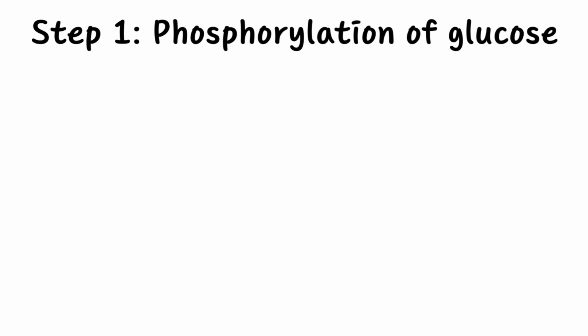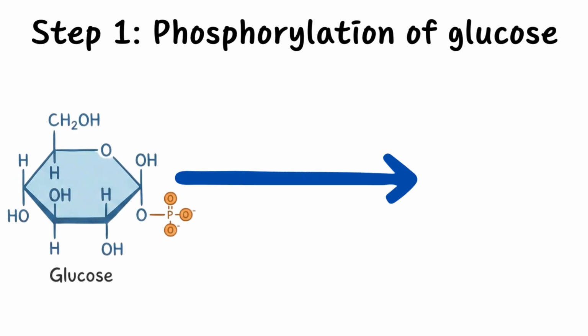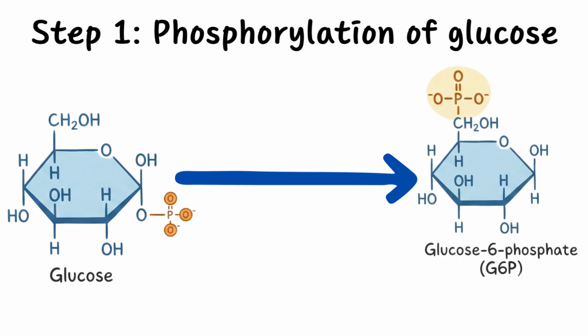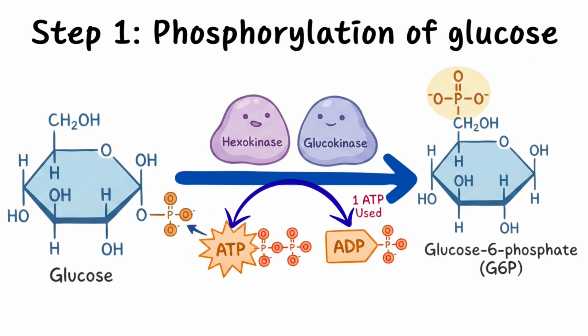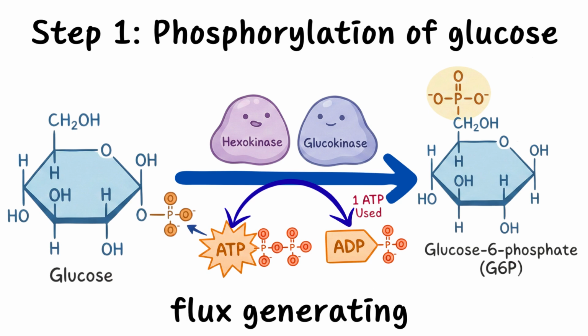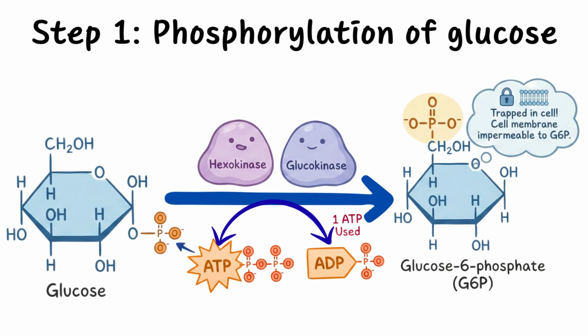In step 1, glucose is phosphorylated to form glucose 6-phosphate. We're going to refer to this as G6P, by the enzyme glucokinase or hexokinase. In this step, 1 ATP is used for the phosphorylation of one glucose molecule. This step is also known as the flux generation step. The phosphorylated glucose molecule is trapped by the cell for further metabolism. The trapping happens because the cell membrane is not permeable to glucose 6-phosphate.